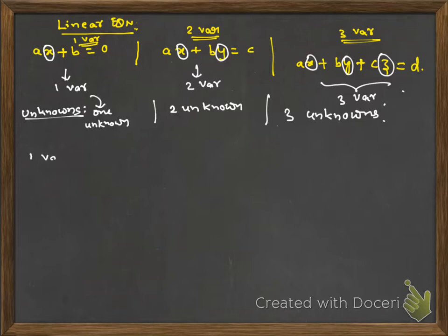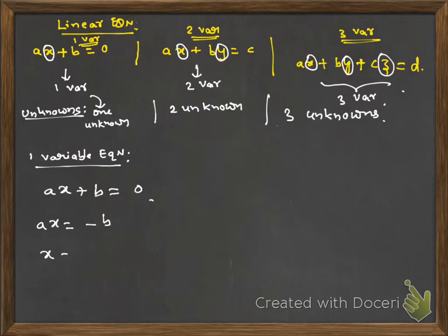So how will you solve a one variable equation? First I will start with it. A one variable equation is pretty obvious. If you have ax plus b equal to 0, then this will become ax equal to minus b when b goes to the other side, so you will get x equal to minus b by a.